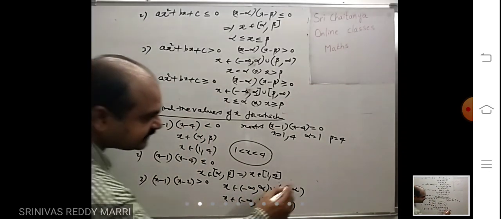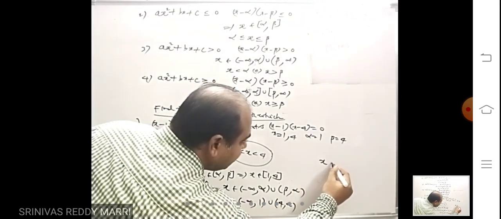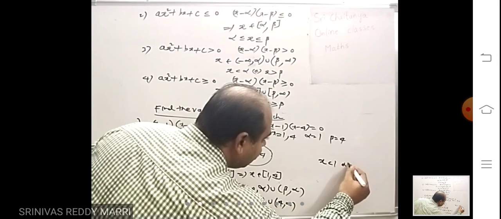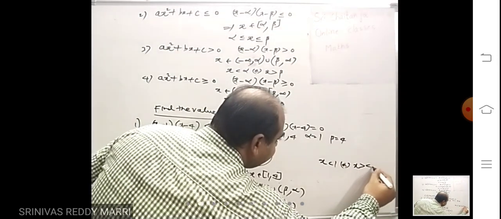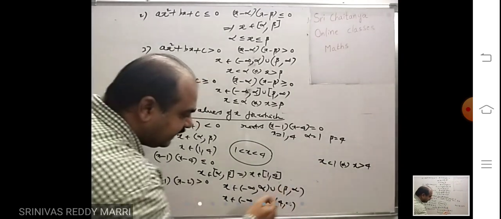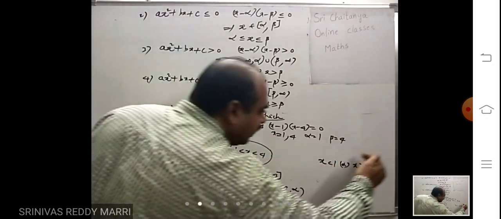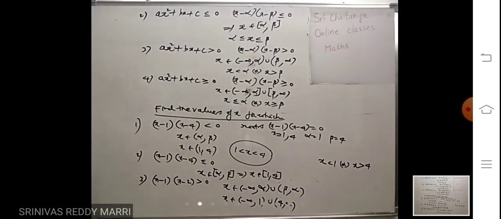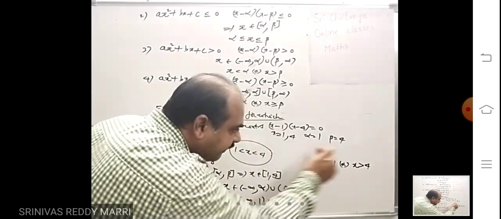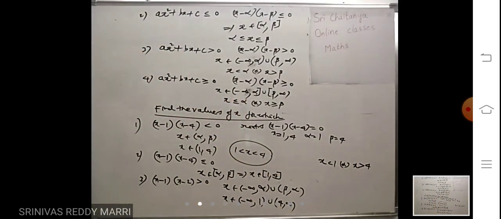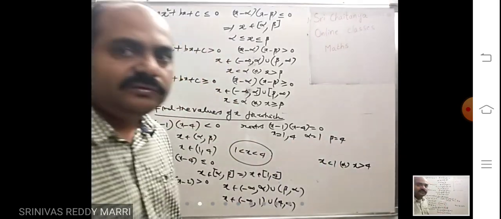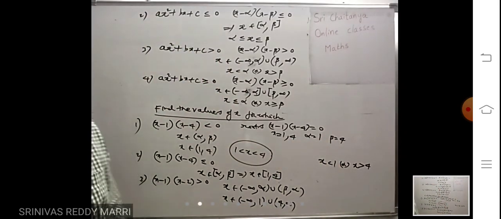Look at this interval: x can be less than 1, union means or, x can be greater than 4. That means all the values x less than 1 are the solution, and all the values greater than 4. Take one value less than 1, let us say 0, and substitute here: 0 minus 1 into 0 minus 2, minus 1 into minus 2 is positive. Satisfied or not?